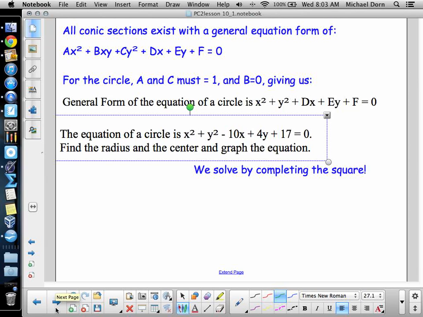What's more interesting than standard form is what we call general form. And we're going to get general form for all conic sections. This is the general form equation for all conic sections: ax squared plus bxy plus cy squared plus dx plus ey plus f equals 0. How about that? A, B, C, D, E, F. That is the general form equation for all conic sections. Ellipses, hyperbolas, parabolas, lines, points, everything can be expressed using that equation.